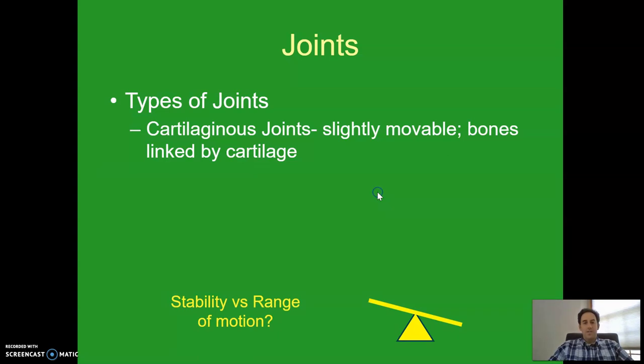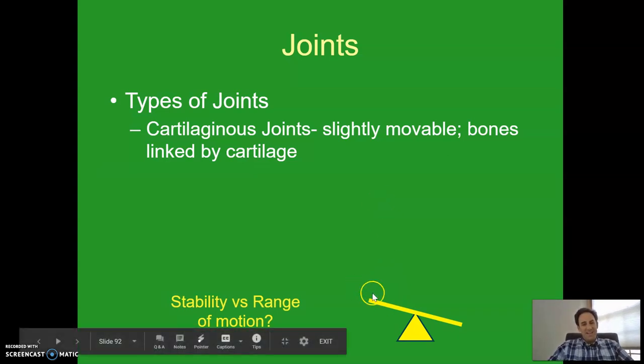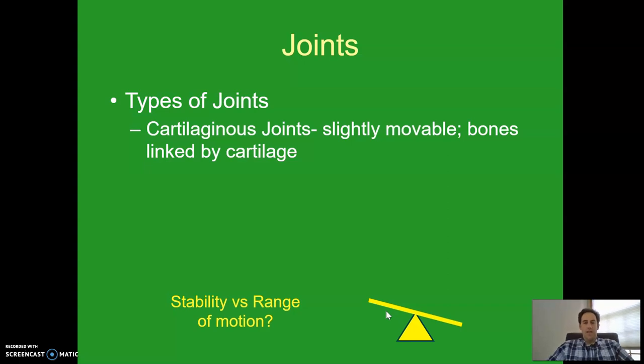So these are cartilaginous, still pretty high on stability and pretty low on range of motion, not to the extent of the skull, but overall still in the stable-over-range-of-motion camp.